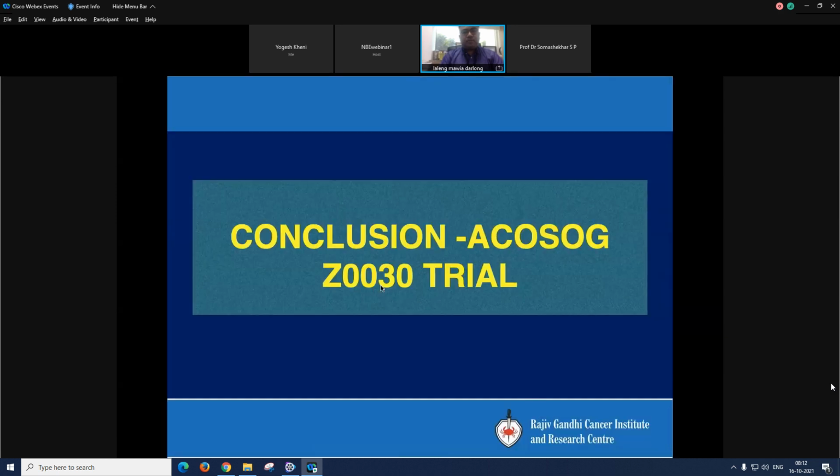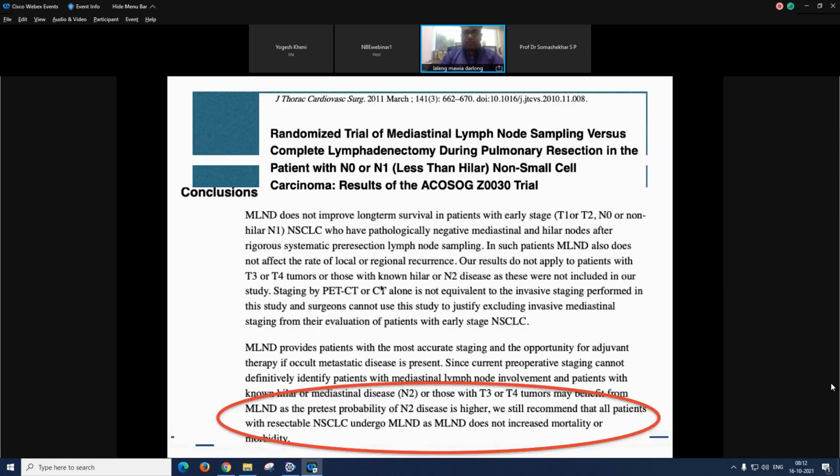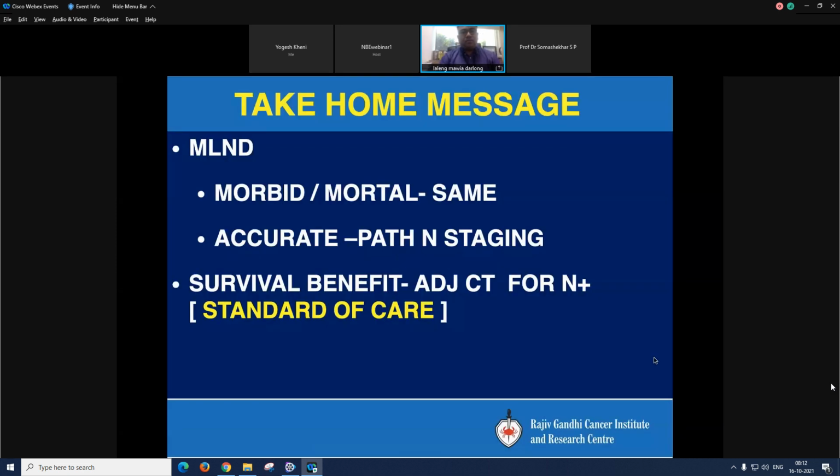So the conclusion of the ACOSOG trial was that since current preoperative staging cannot definitively identify patients with mediastinal lymph node involvement, patients with known high-level mediastinal N2 disease or those with T3 or T4 tumors may benefit from LND as the pretest possibility of N2 disease is higher. So they still recommend that with NSCLC, they should undergo MLND as it does not increase the mortality or the morbidity of the procedure. So the take-home message: the morbidity and mortality are the same. You get an accurate pathological staging, and it has got survival benefit because adjuvant chemotherapy for N-positive disease is the standard of care now.